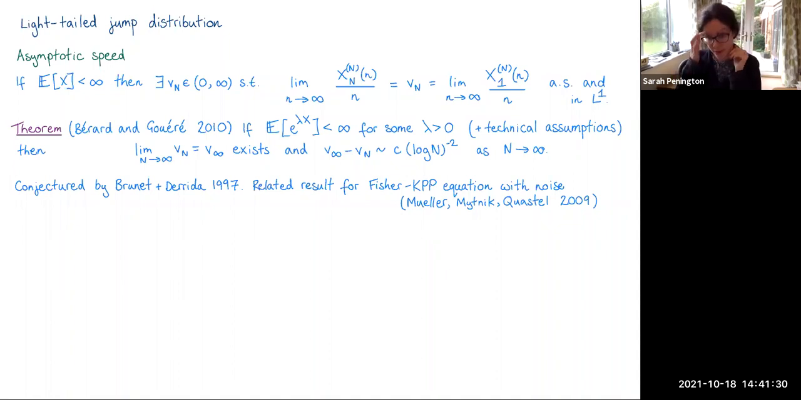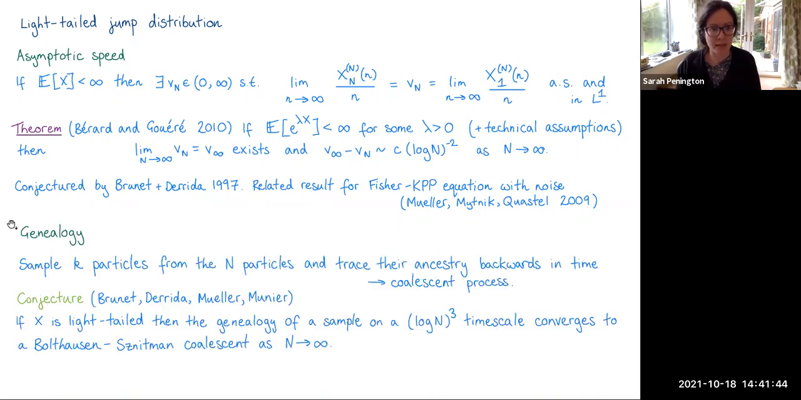And there's a related result for the Fisher-KPP equation with noise that turns out to be a closely related model. That was proved by Mueller, Mytnik, and Quastel. So that's what's known for the asymptotic speed. Then how about the genealogy? What precisely do I mean by the genealogy?